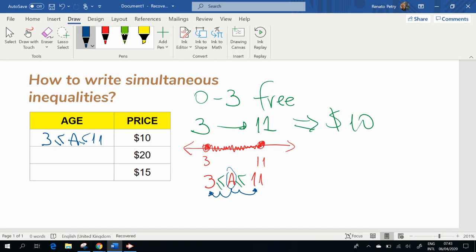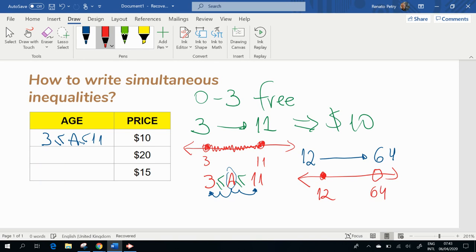Then on my second line, let's say I want people who are from 11, from 12, sorry, because now it's 12, right? Sorry. So from 12 to 64. But now people who are 12 are included in my answer, but people who are 64, I don't want to include in my answer. No, I include in my answer, sorry.